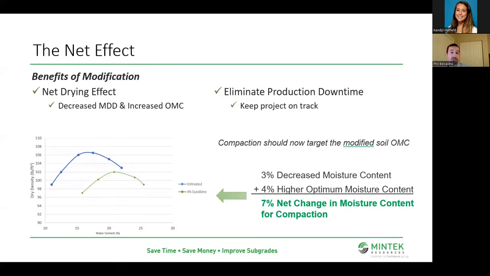So what's all that going to do? It's going to keep things on track, reduce the downtime on the production side, and help to hit those time numbers.